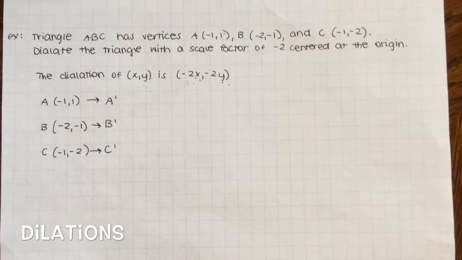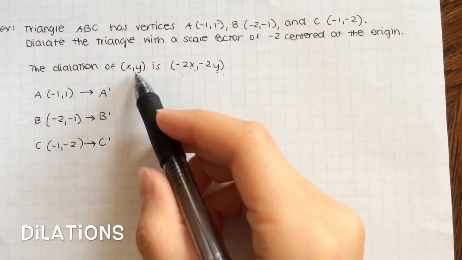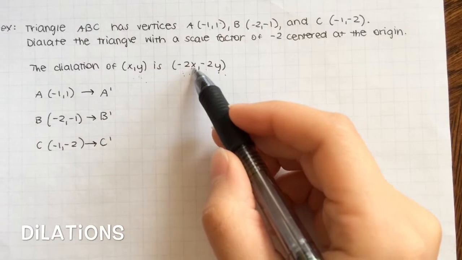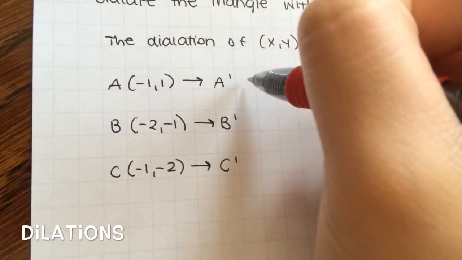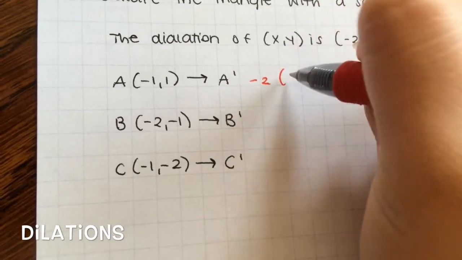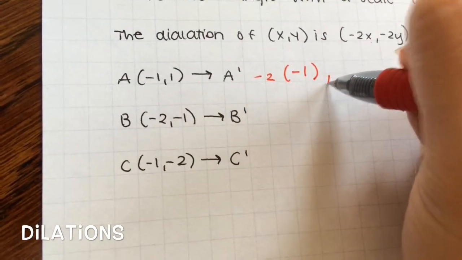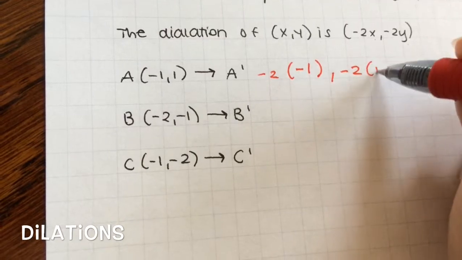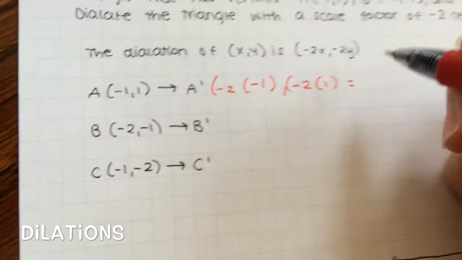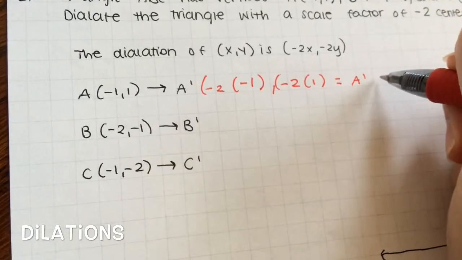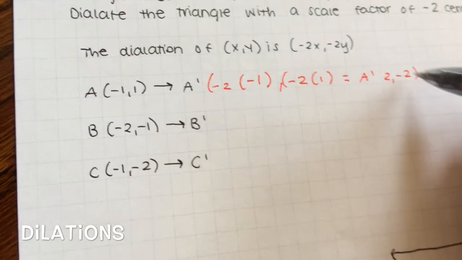In this example problem, we need to dilate the triangle with a scale factor of -2 centered at the origin. The dilation of the points x, y would be -2 times x and also -2 times y. So for point A, we would do -2 times -1 for point x and also -2 times 1 for point y. And that would equal A prime, which would be 2, -2.